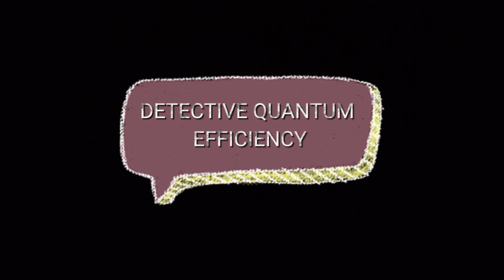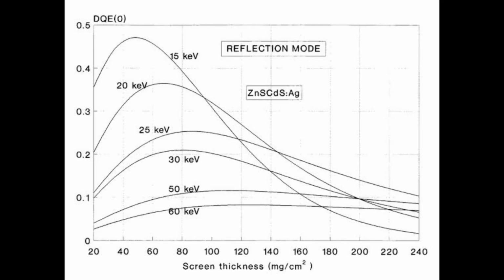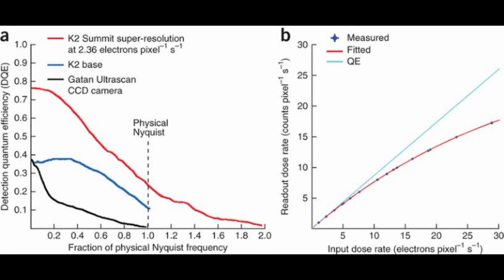Detective quantum efficiency. Detective quantum efficiency is a measure of the combined effects of the signal and noise performance of an imaging system. Generally expressed as a function of spatial frequency, this value is used primarily to describe imaging detectors in optical imaging and medical radiography. What is detective quantum efficiency?